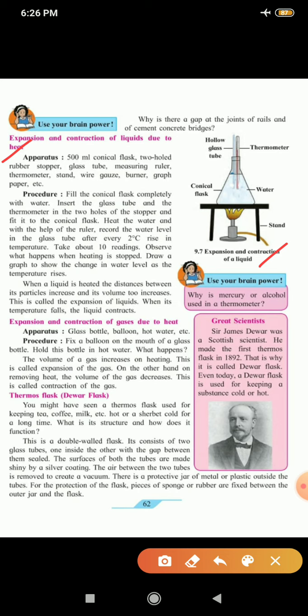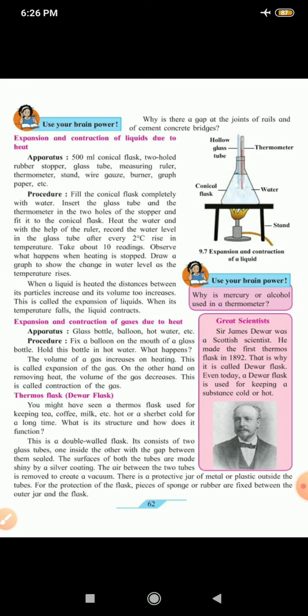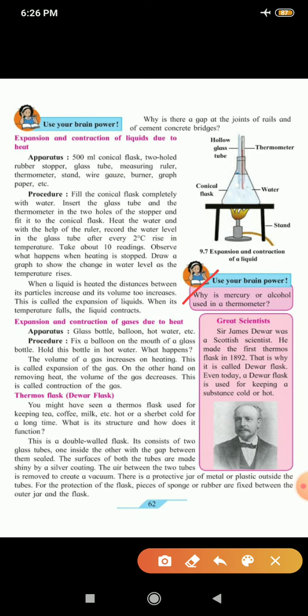Now, use your brain power in the pink box you can see here. Why is mercury or alcohol used in the thermometer? Now, in the thermometer, when we measure the body temperature, you know that either mercury or alcohol is used because the coefficient of expansion of both is large. Their expansion is regular and they are less hazardous. Therefore, they are used in the thermometer.